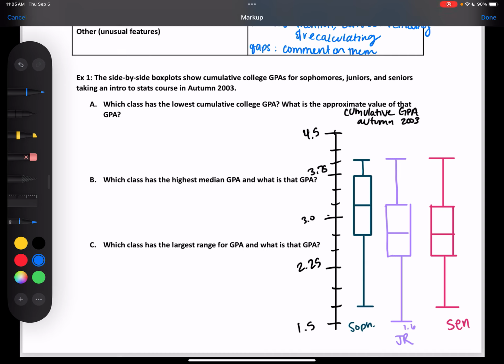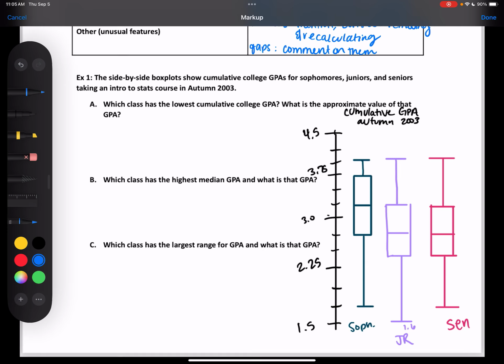All right, this first example, I want to say it goes on to the next page briefly, so just be aware of that. We have side-by-side box plots, little box and whiskers, that show the cumulative college GPAs for sophomores, juniors, and seniors, in an intro stats class in 2003. Which class has the lowest cumulative college GPA, and approximately what is that value?